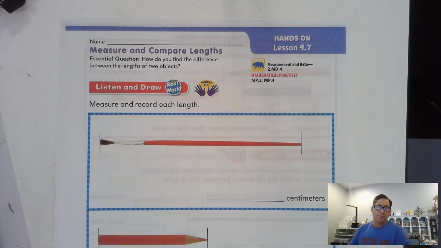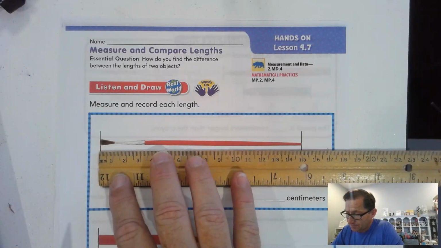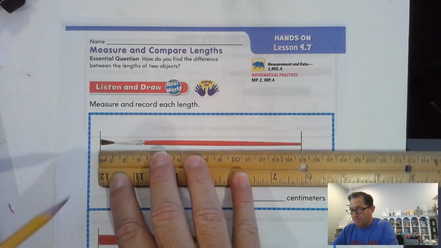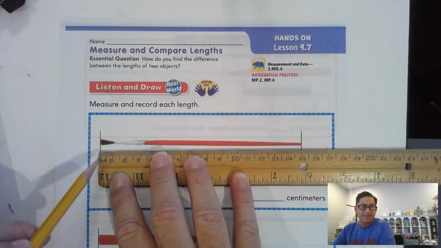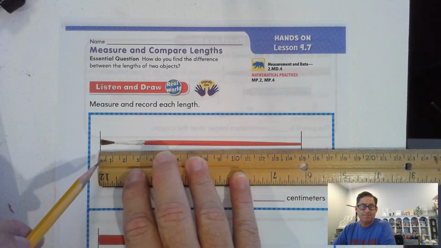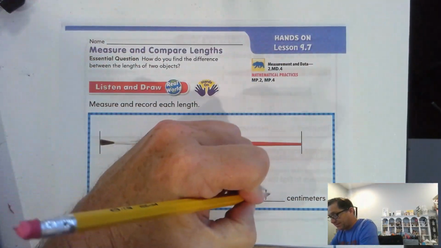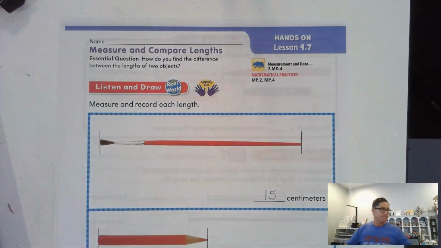I want you to measure and record each length for the paintbrush and the pencil. Remember, line up your ruler at 0. Make sure that you're on the correct side. Don't use the inch side, we're using the centimeter side. And so it stops at 15 centimeters.